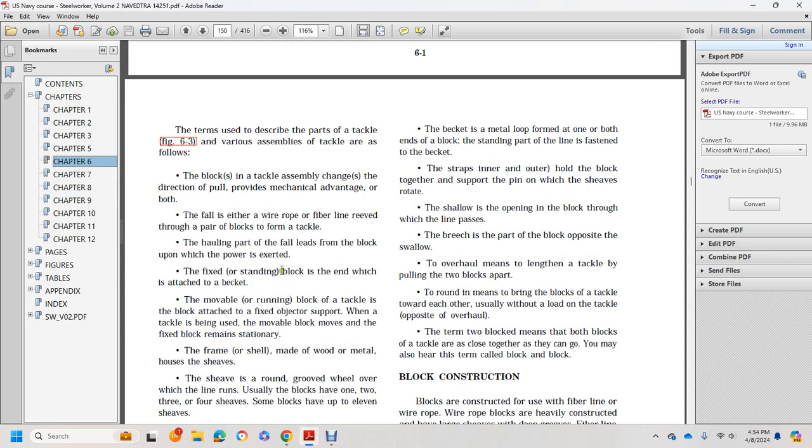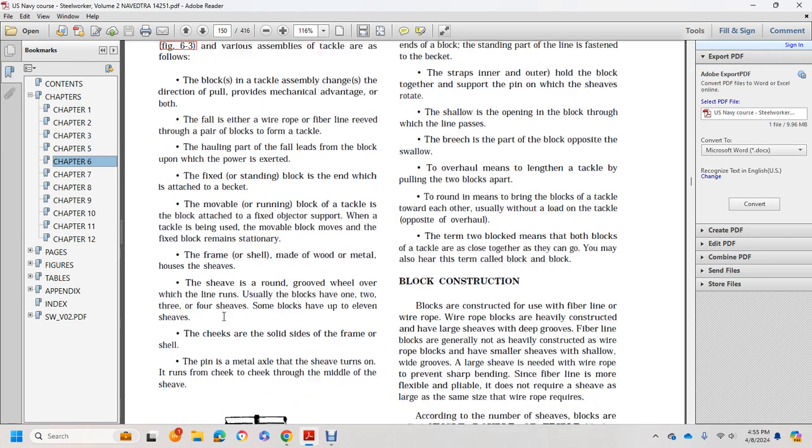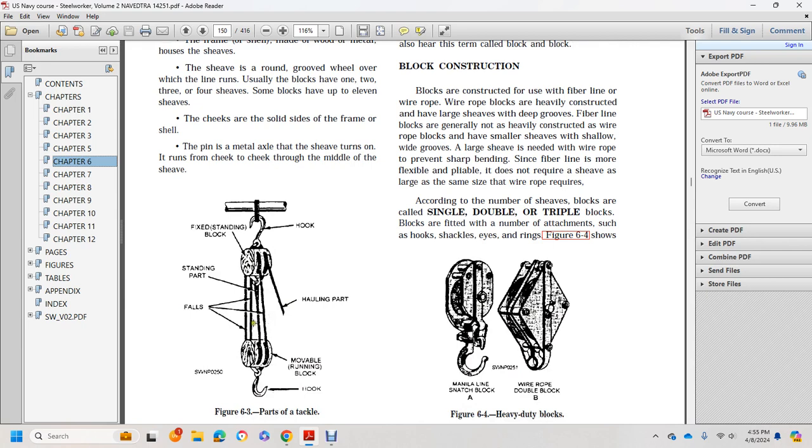The movable block moves while the fixed block remains stationary. The block has a frame or shell made of wood or metal, which houses the sheave. The sheave is the round grooved wheel over which the line runs. Usually blocks have one, two, three, or more sheaves. Some blocks have up to 11 sheaves. The cheeks are the solid sides of the frame or shell. The pin is the metal axle on which the sheave turns. It runs through the cheeks and the middle of the sheave. Figure 6.3 shows the parts of the tackle: a fixed standing block, a hook, a hauling part, standing part, and falls, and a movable running block and hook.